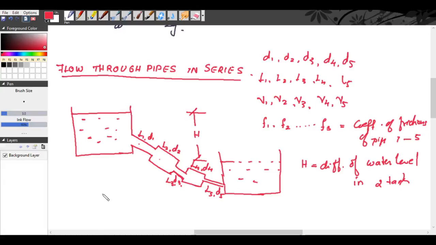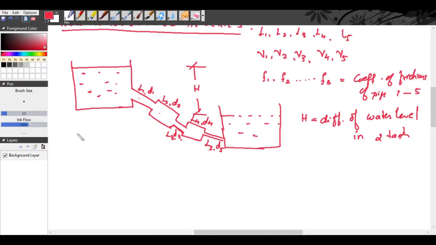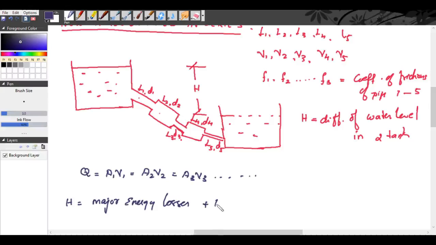Now we know the continuity equation for discharge. The discharge passing through each pipe will be equal. We know the continuity equation A1 V1 will be equal to A2 V2 will be equal to A3 V3, etc. So the difference in liquid surface levels is equal to the sum of the total head loss in the pipes. So this head is equal to the head loss in pipes. So the head loss in pipe is expressed as H is equal to the major energy losses plus minor energy losses.